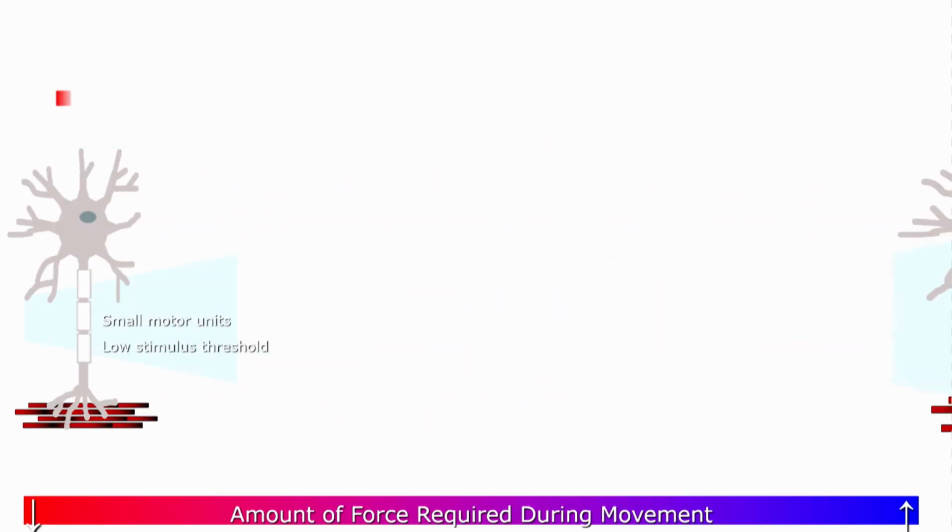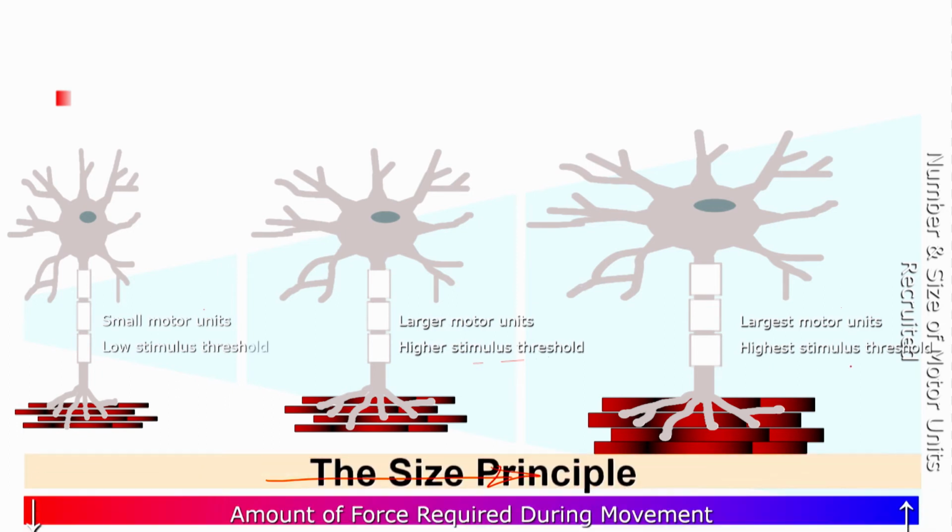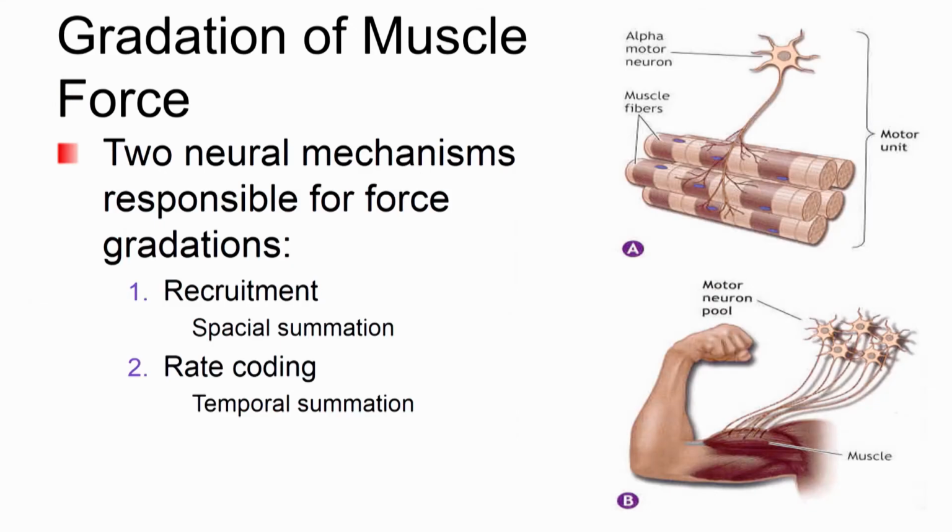Okay. This is to show that for the small motor units, suppose this is the amount of required force, it is increasing. First a small motor unit, a low stimulation threshold is required, and then the larger motor unit, a higher stimulation threshold, and then the largest later, the highest stimulation requirement. Okay. This is called the size principle we saw. So what we have seen is only the recruitment.